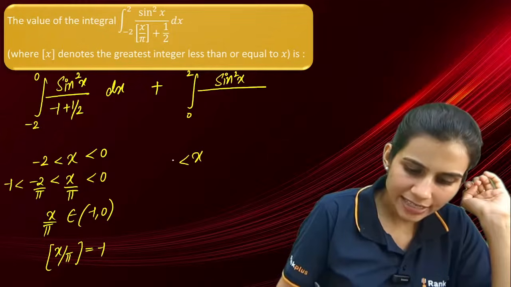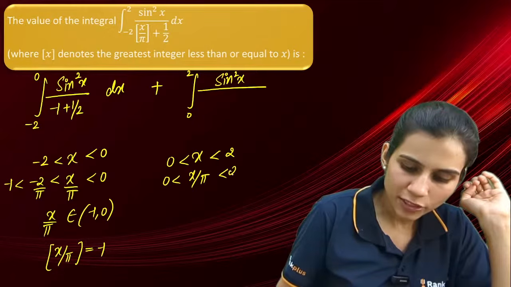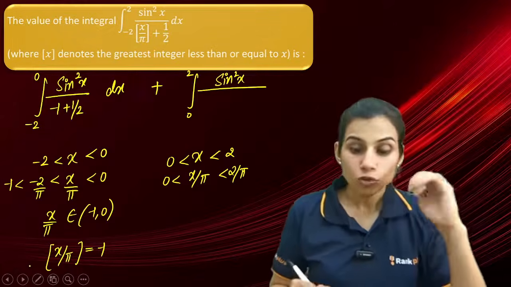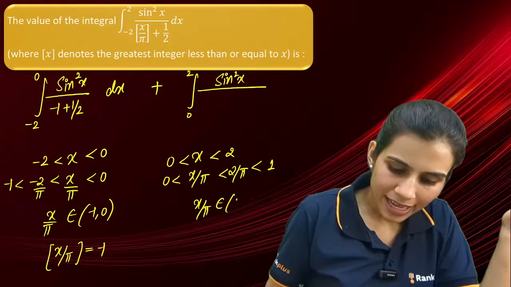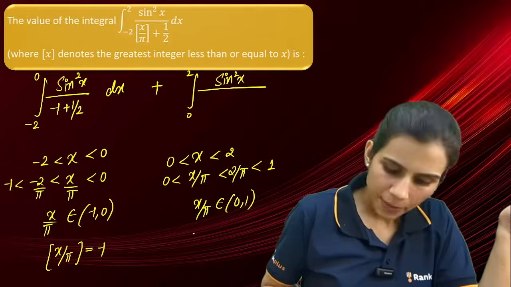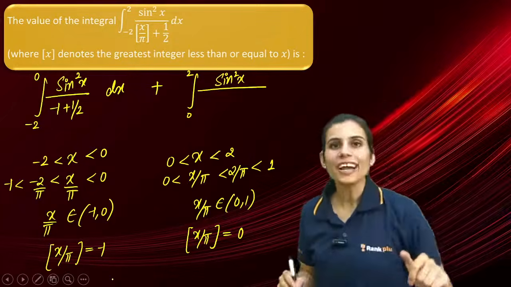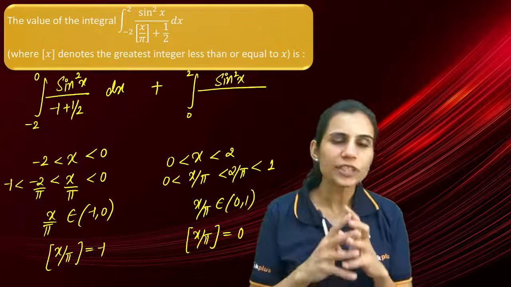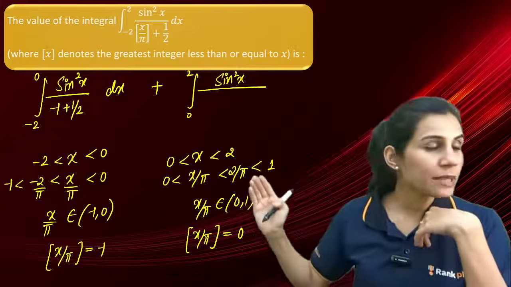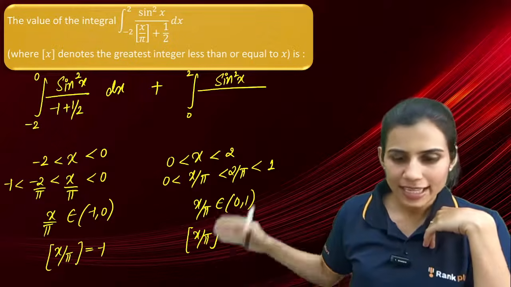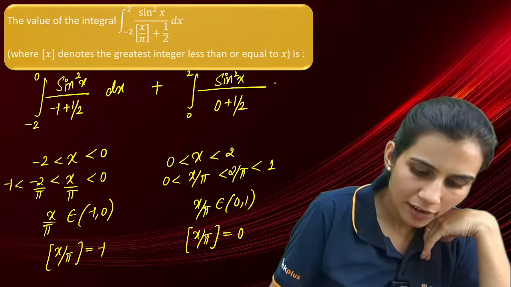Next, here again there is a sine square x. Again, if your x is sandwiched between 0 and 2, x by pi will be sandwiched between 0 and 2 by pi. 2 by pi is a positive fraction which is less than 1. That means x by pi is lying in the 0, 1 interval. That means GIF of x by pi obviously will be 0, and that is why we have broken this integral down into the sum of two integrals, minus 2 to 0 and 0 to 2. Because you can see in minus 2 to 0 the value of GIF is minus 1, in 0 to 2 the value of GIF is 0. So here you get 0 plus half dx.